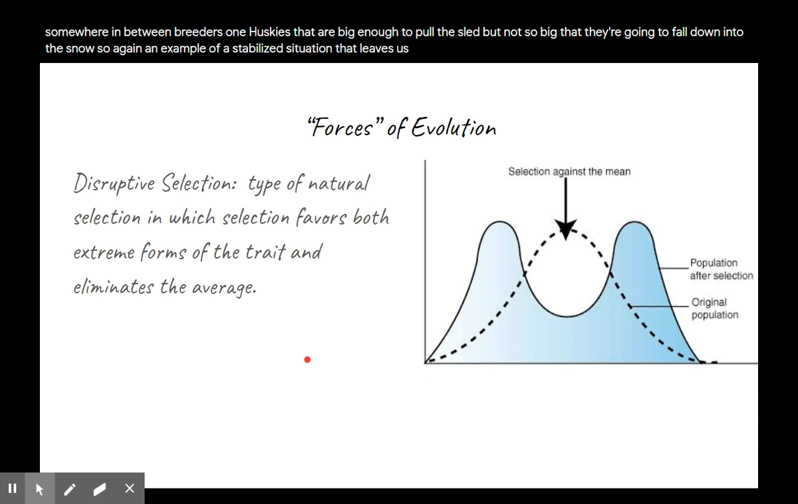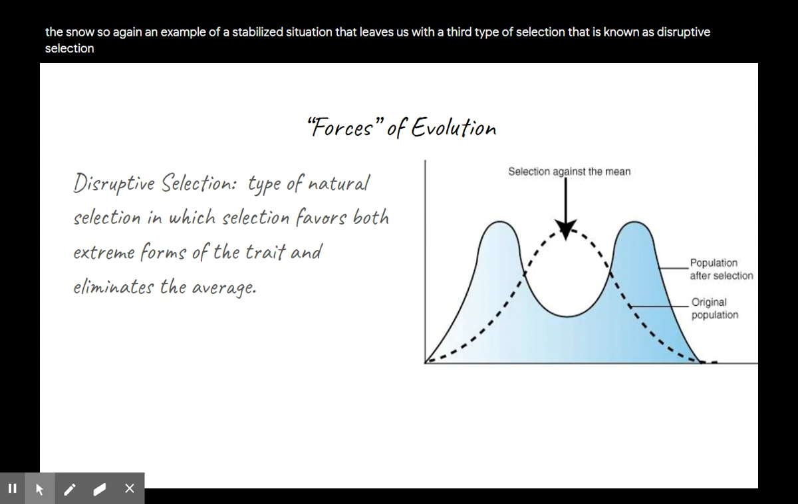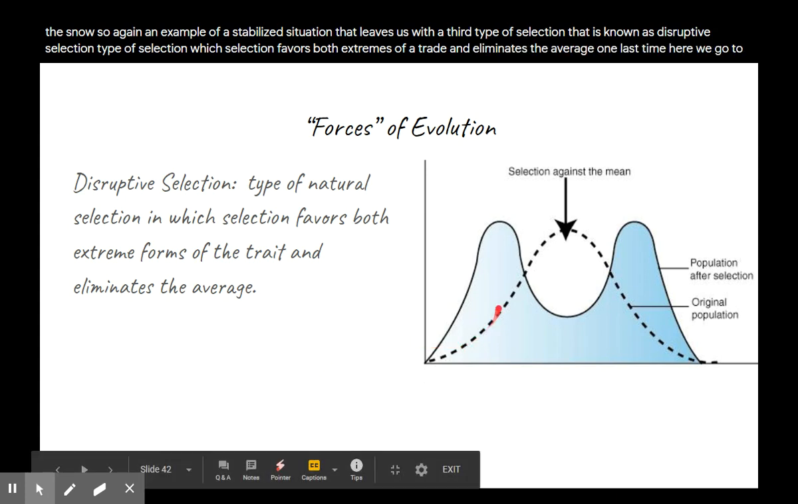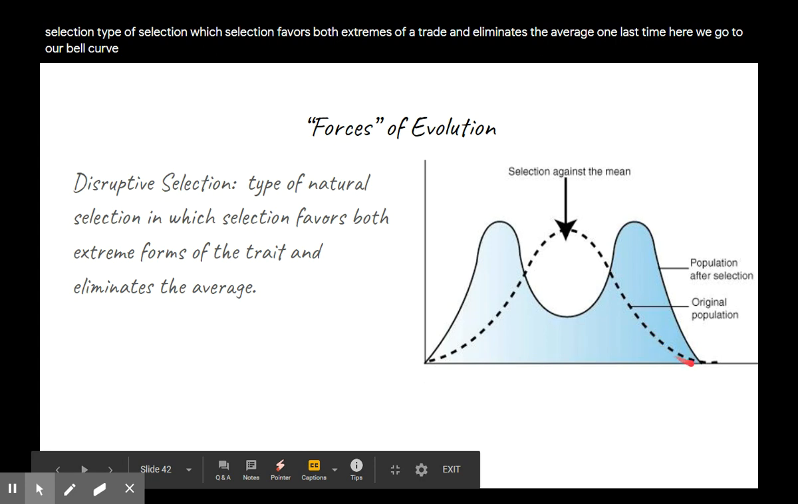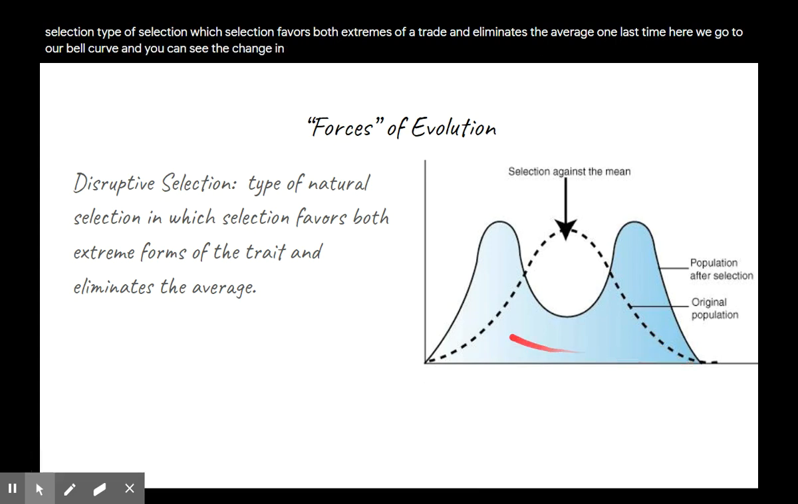That leaves us with a third type of selection that is known as disruptive selection, a type of selection in which selection favors both extremes of a trait and eliminates the average. One last time here, we go to our bell curve, and you can see the change in blue of what has happened to this population.